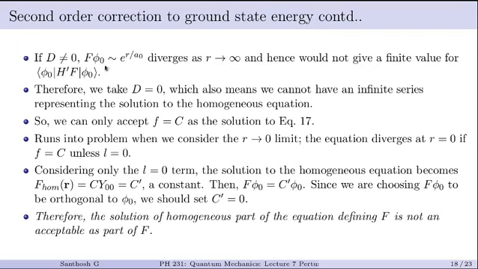And not only that, f phi 0 is proportional to the first order correction to the eigenvector, and this will lead to a non-normalizable correction to the ground state wave function, and therefore we cannot accept this as a solution. To get a normalizable wave function, we have to choose d equal to 0.